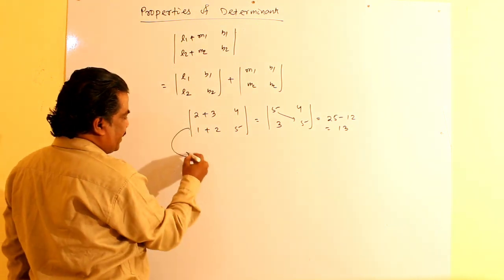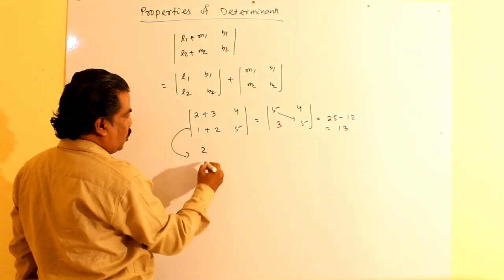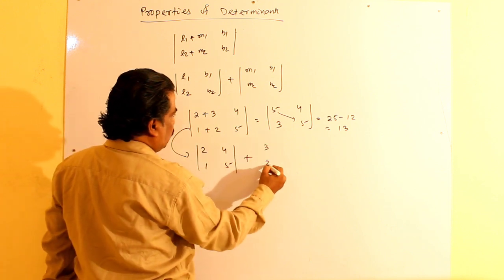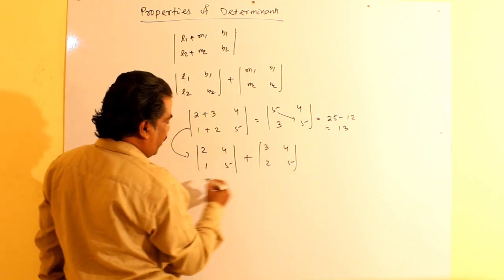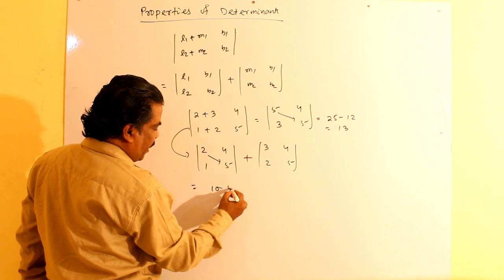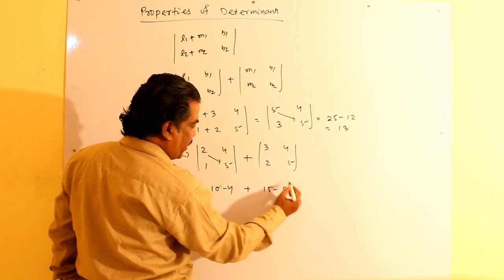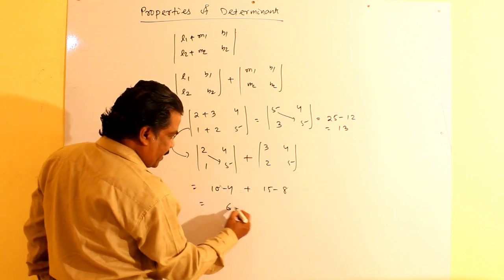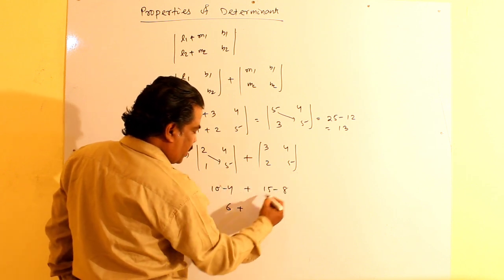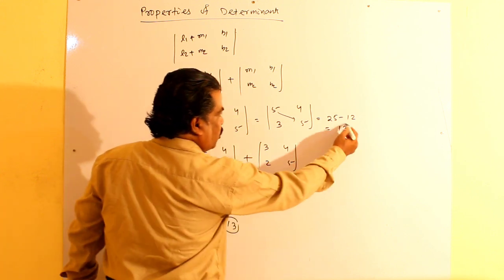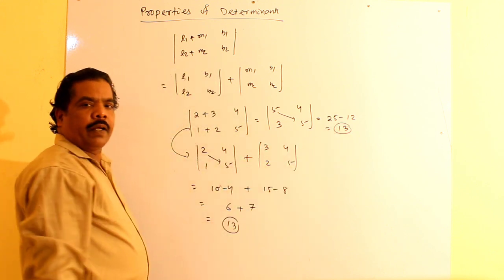Now this determinant is expanded as two determinants: |2, 1; 4, 5| plus |3, 2; 4, 5|. And the value is equal to 10 minus 4 plus 15 minus 8. That is equal to 6 plus 7, which is equal to 13. So the value is same.